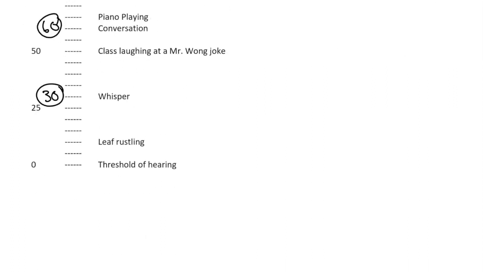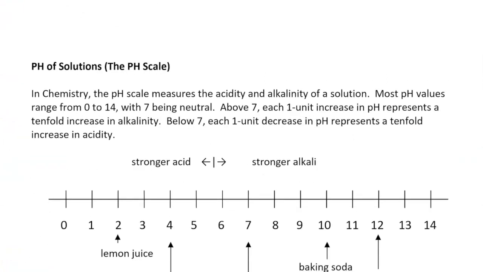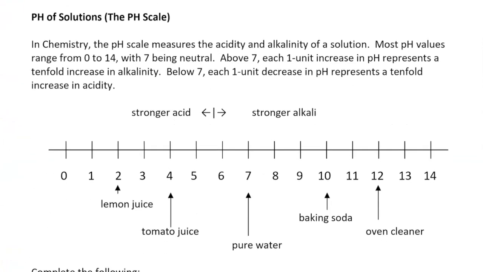All right, what do we have? We have pH scales. I'm sure that you've studied this already in your different science classes. Looking at this, we have some examples of lemon juice, tomato juice, water, baking soda, oven cleaner, and so on. As we go to the left, we have acidity. As we go to the right, we have alkalinity.